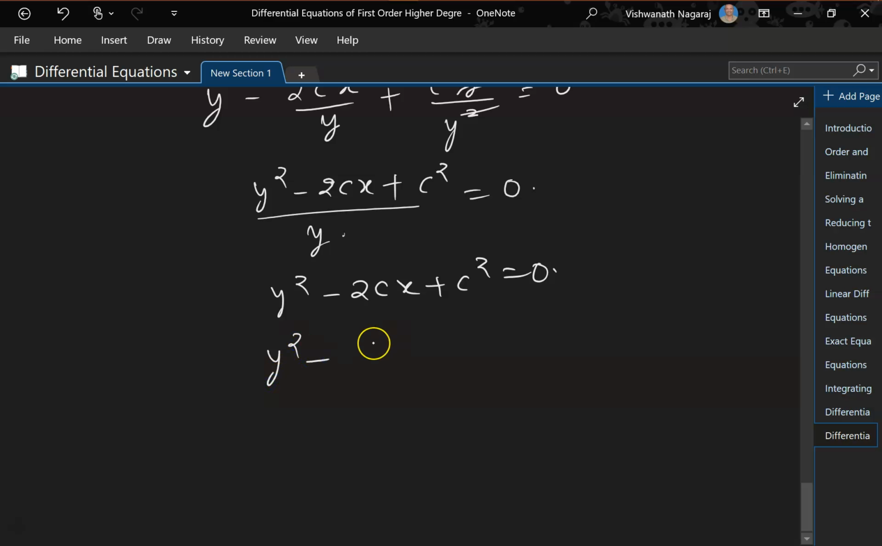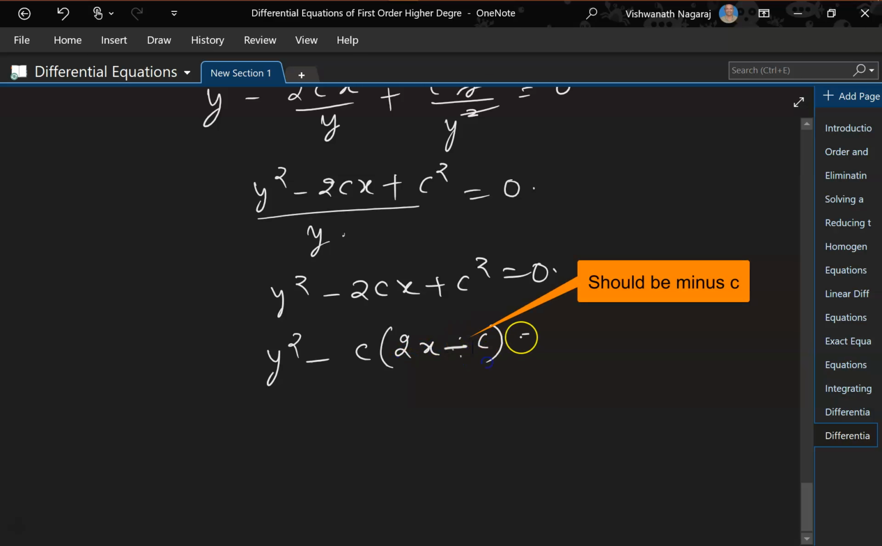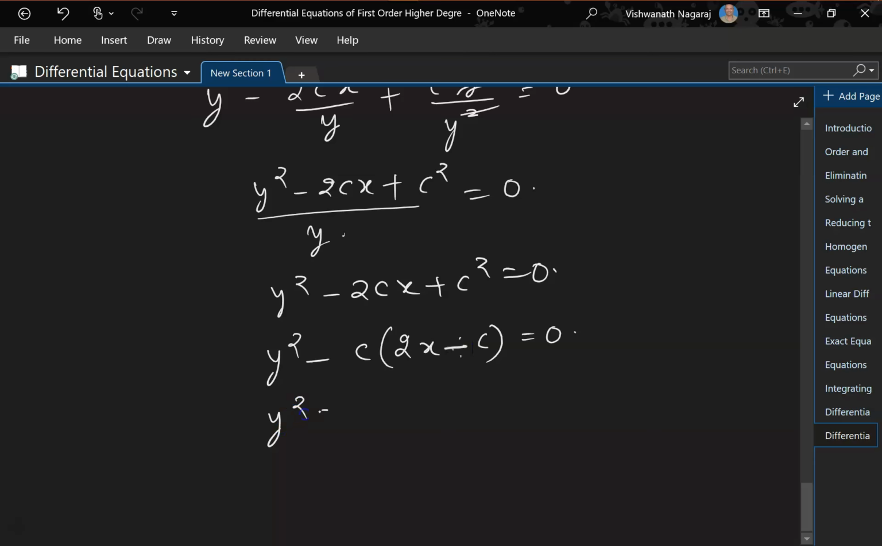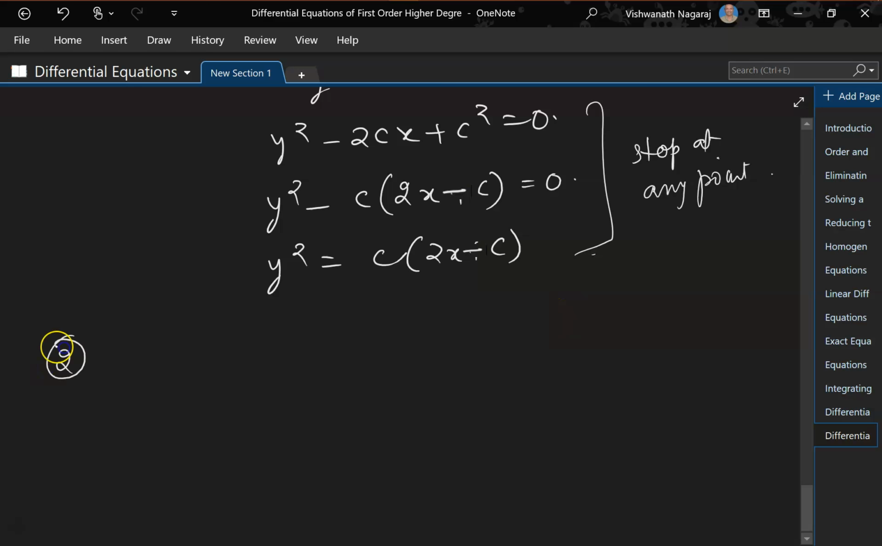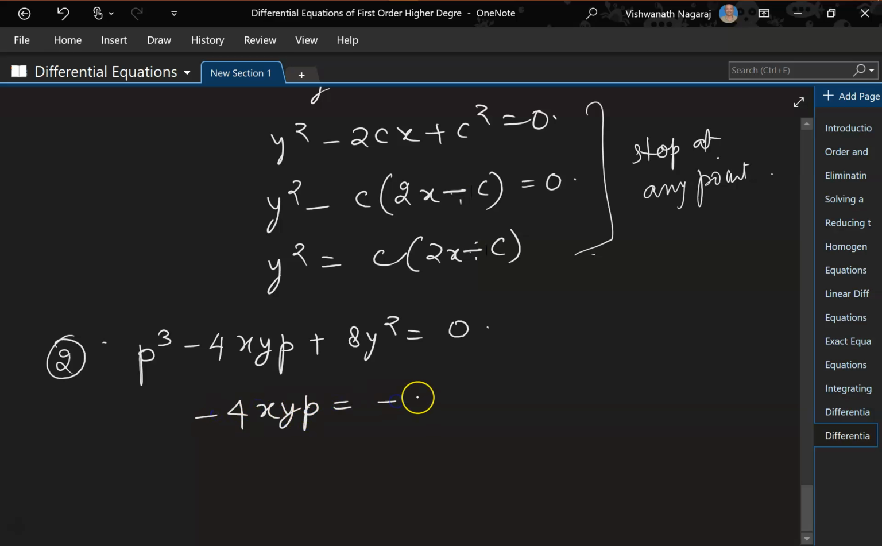y square minus c is common, so 2x minus c equal to 0, or y square is equal to c times 2x minus c. So you can stop at any point here. Let's do one more. Okay, so p cube minus 4xyp plus 8y square is equal to 0. Now solve for x. So minus 4xyp is equal to minus 8y square minus p cube.